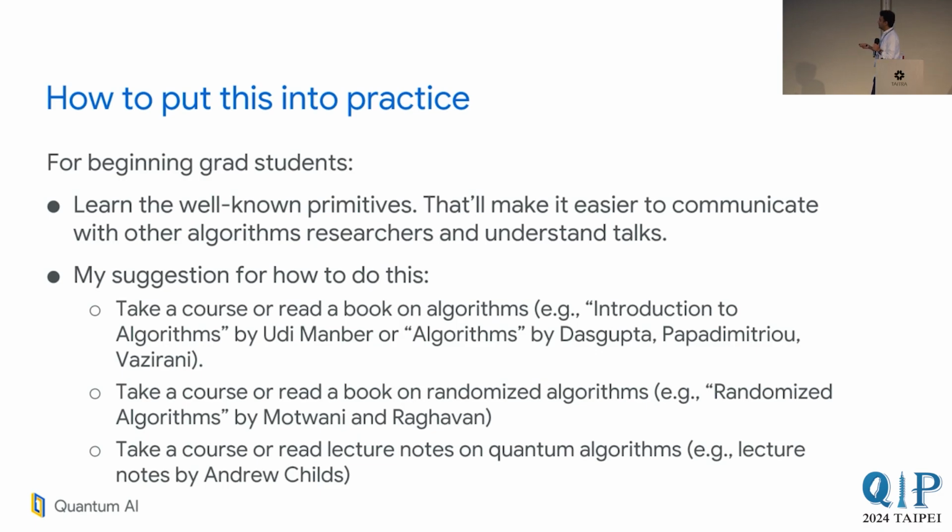But how do you do this? You need to learn algorithms. So take an intro course on algorithms. These are two textbooks I would recommend. Take a course on randomized algorithms. Here's a textbook I would recommend instead. These are either-or: you can either take a course or read a textbook, whatever you like. And same thing for quantum algorithms: take a course or read Andrew Childs's lecture notes.